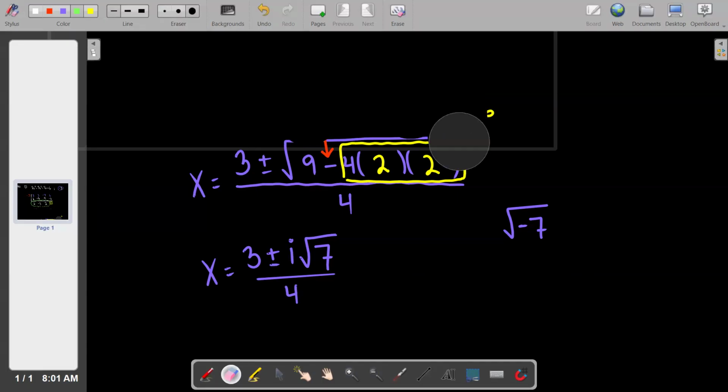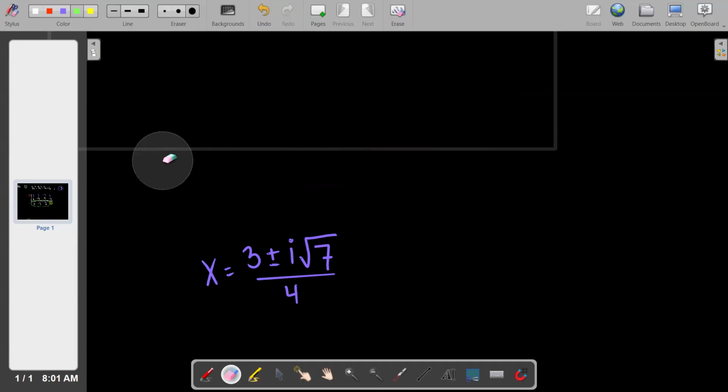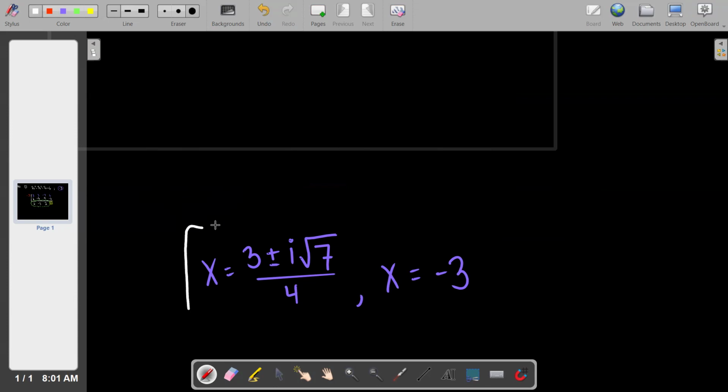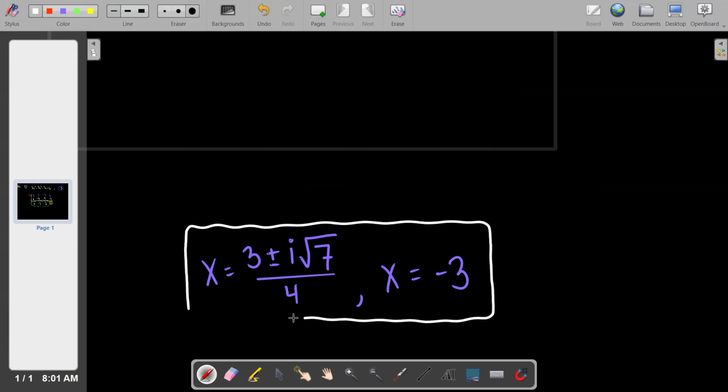Here, I'll erase all of this. The answer is still not on the board. What is the answer? Don't forget that you also have to state that x equals -3. The one that you're given for free, you don't want to forget about it. You used it a long time ago. I get that, but it's still one of your 3 answers. And remember that there are 3 answers in that box. 3 plus i root 7 over 4 and 3 minus i root 7 over 4 and -3.